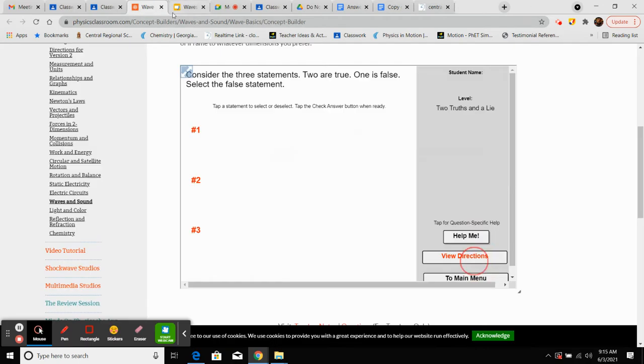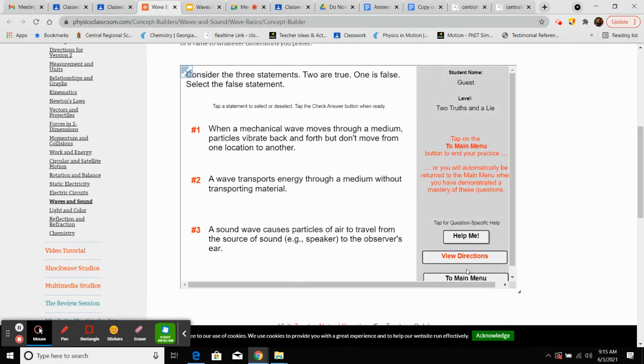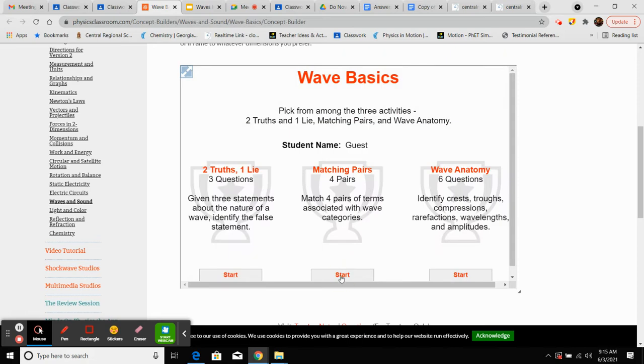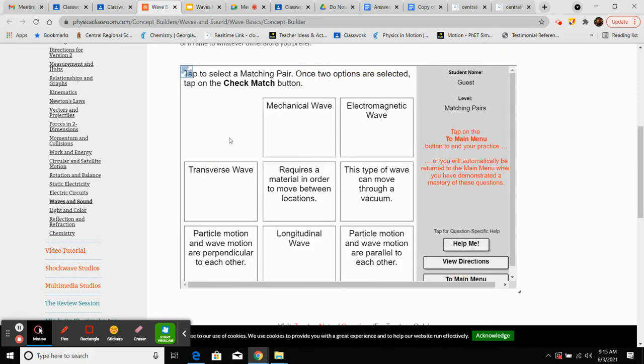Nope, don't want directions. Thank you. Let's go to main menu. Let's go to this one. This is great. Matching pairs. All right. Give me a first one. Give me one of these. Guys, this is like Jeopardy. All right, pick a mechanical. All right, so if I said electromagnetic wave, what is the definition that goes with it?